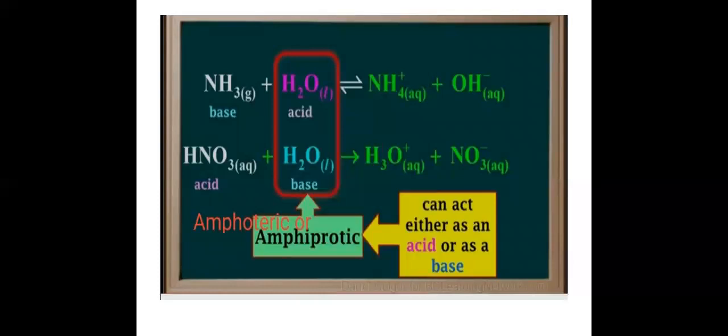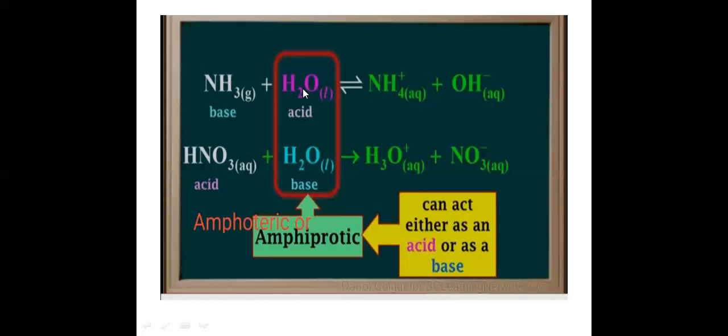So Lowry-Bronsted acid and Lowry-Bronsted base, because water is amphoteric in nature, and amphoteric means that it can react with a base and water can also react with an acid. Or in other words, you can say that water can act as an acid with a base and as a base with an acid. Ammonia is a base, and when water reacts with it, the water will donate a proton to ammonia. So ammonia is accepting a proton, so it is a Lowry-Bronsted base.